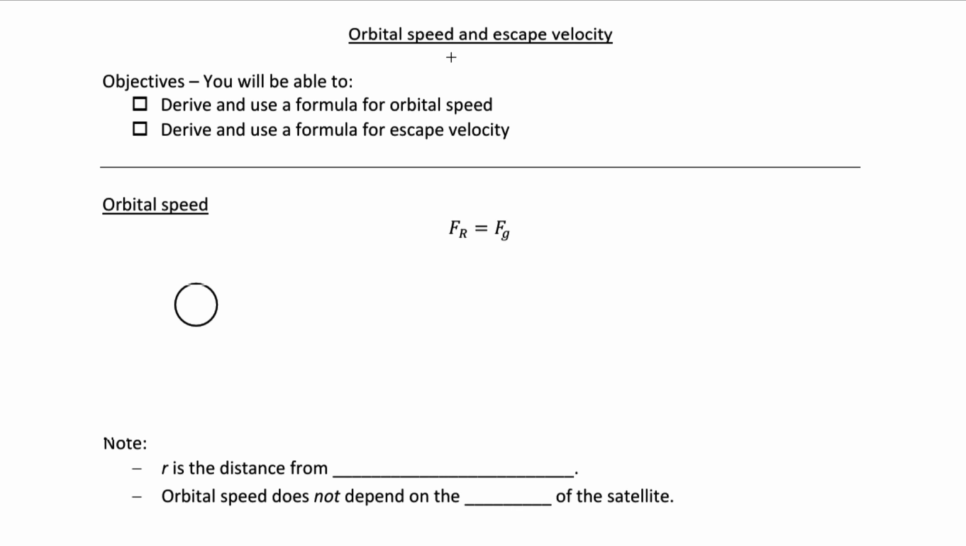In this lesson, we're going to look at orbital speed and escape velocity. And here are the objectives. Let's imagine that we have a planet. This could be Earth, and around it we have a satellite moving. And we're going to assume for all of these problems that we're talking about circular orbits, not elliptical orbits. Circular orbits are going to be good enough for our purposes for now.